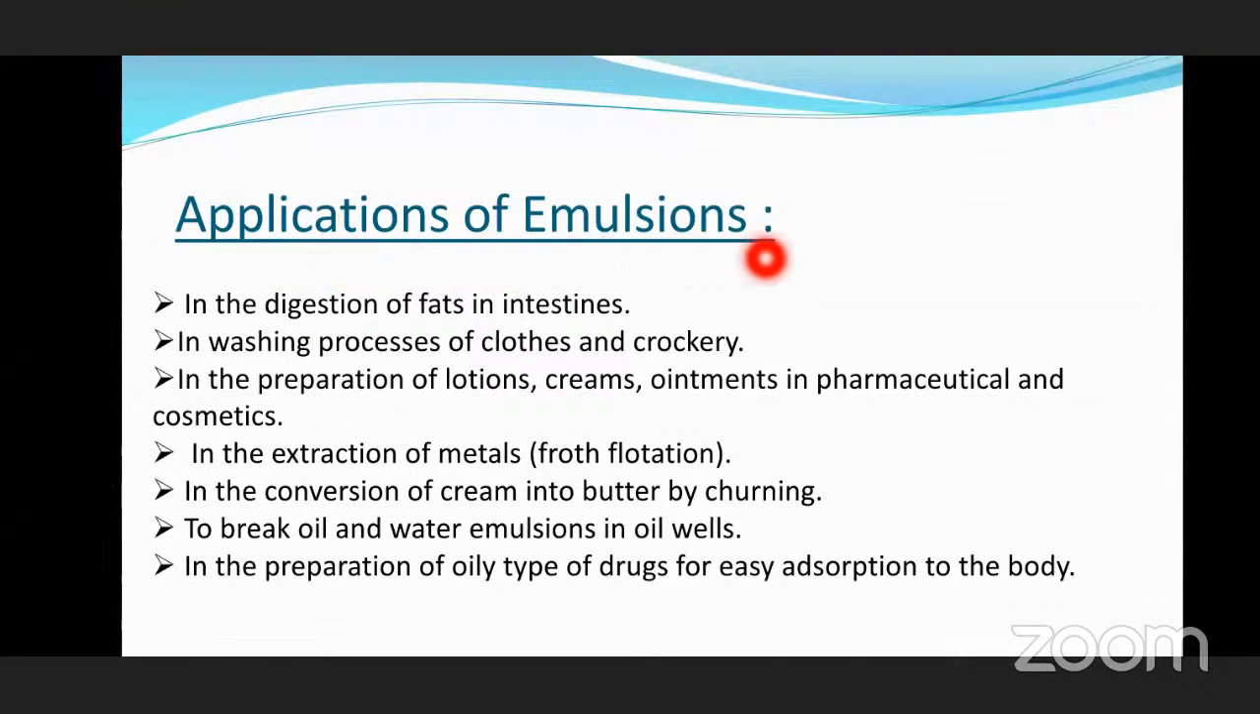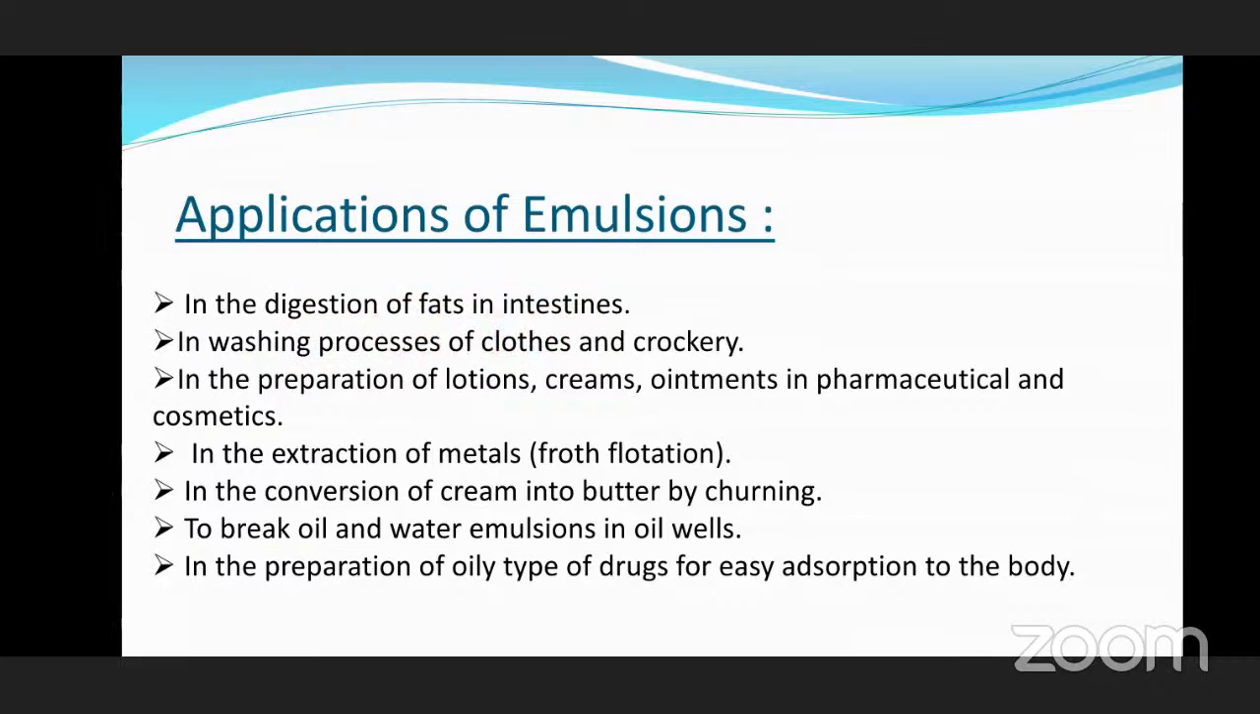Applications of emulsions. It is a very important one for your competitive purpose as well as your IP purpose also. Apart from this, what is the application of emulsion? That means, what are the uses of emulsions. Under this, the first point is the digestion of fats in intestines.